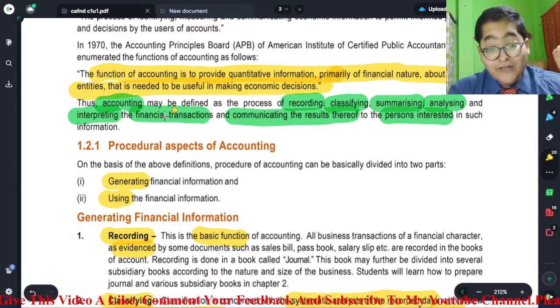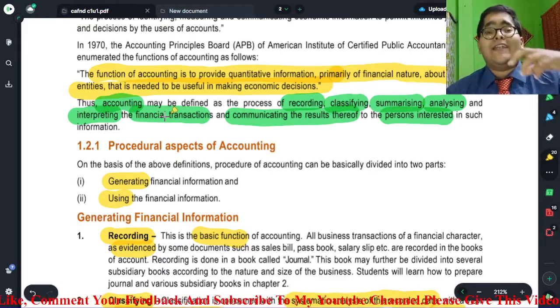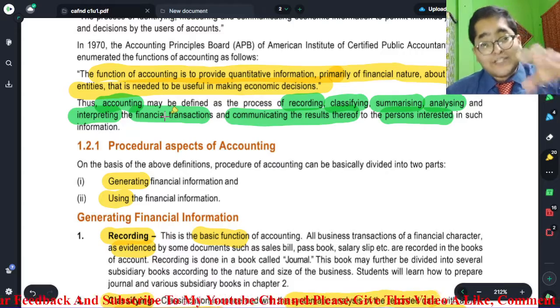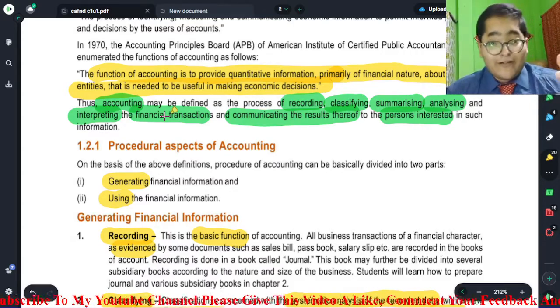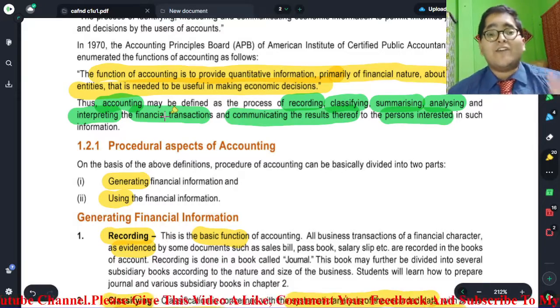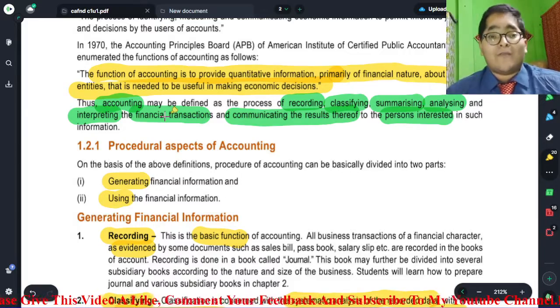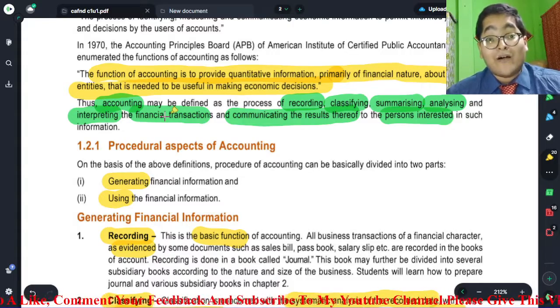Quantitative information, financial nature. Quantitative means it needs to be quantified, it needs to be measurable. You need to measure it, okay? In what terms? Monetary terms or financial terms. In financial information, you are not going to record in meters or kilograms or grams. You need to have a monetary value.